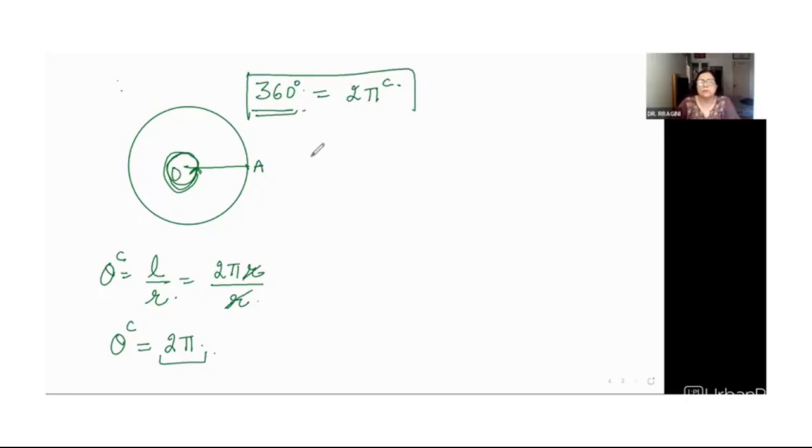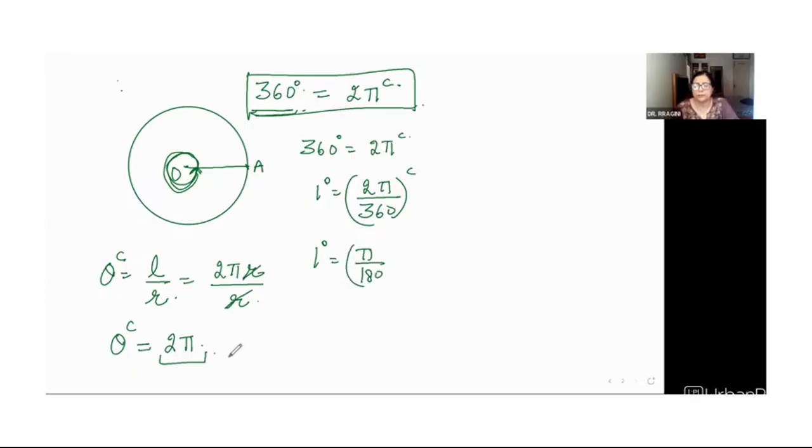Now what happens if we have to convert degrees to radians? Now 360 degrees is 2 pi radians. So 1 degree, when we have to convert it into radians, is 2 pi by 360 radians. So 1 degree is pi by 180 radians. Right? So this way, if we have an angle in degrees, we can multiply that angle by pi by 180. So we will get our answer in radians.